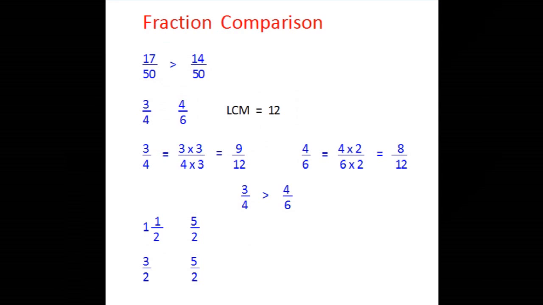So 2 ones are 2. Add the numerator. So 2 plus 1 is 3. So now the fraction is 3 over 2. It is easy to compare 3 over 2 and 5 over 2 because these are now like fractions. So we know that 3 over 2 is smaller than 5 over 2. Therefore, 1 and 1/2 is smaller than 5 over 2.